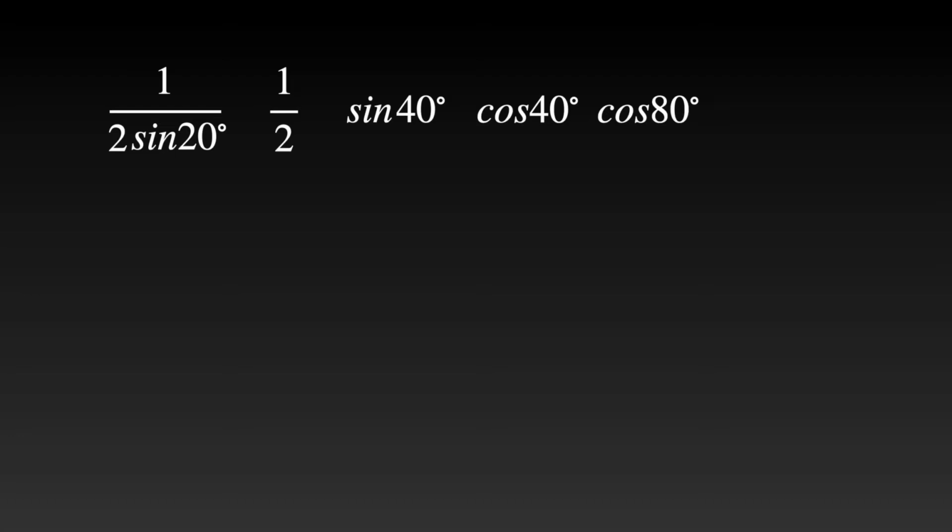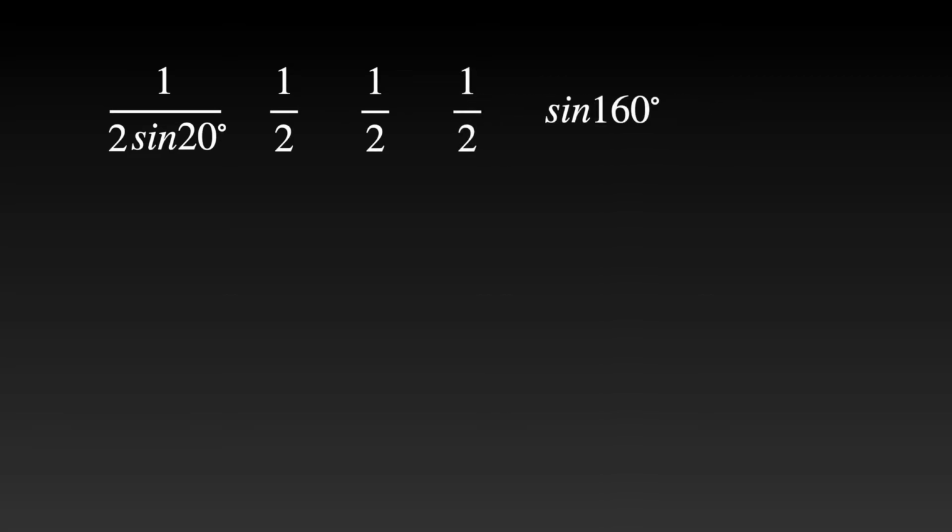Sine of 40 degrees times cosine of 40 degrees can be simplified as 1/2 times sine of 80 degrees. And sine of 80 degrees times cosine of 80 degrees can be simplified as 1/2 times sine of 160 degrees. Wow, that's a chain reaction in the trigonometric expression. It's very interesting, isn't it?